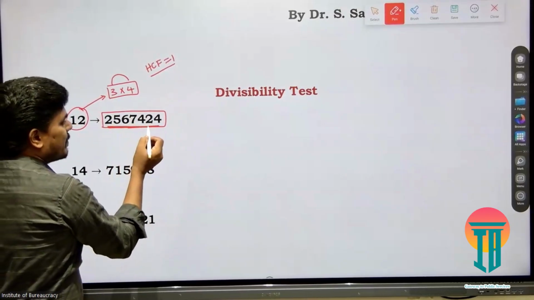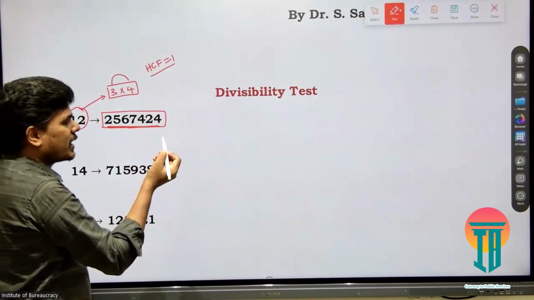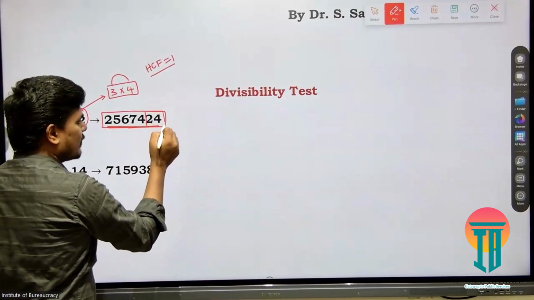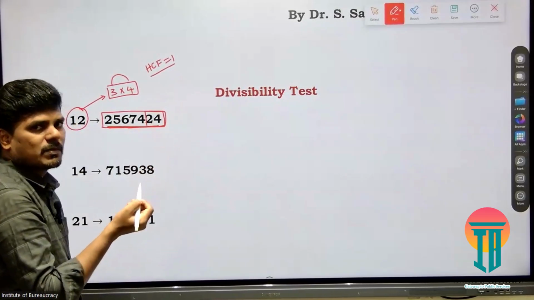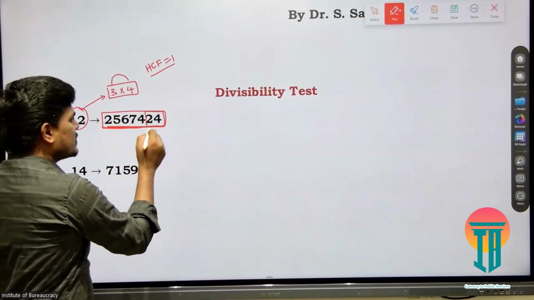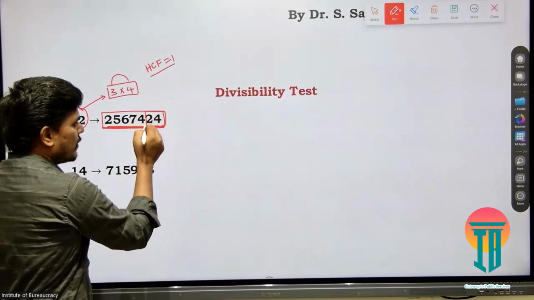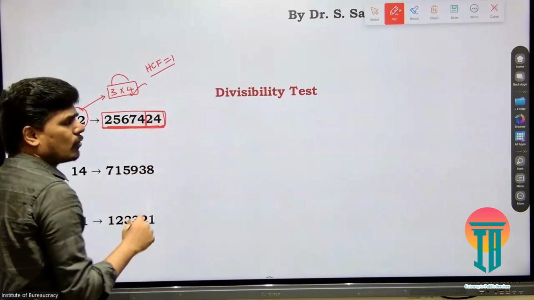So whether this number is divisible by 4 or not, how do you check it? You go to the last two digits of the number. If the last two digits are divisible by 4, then the entire number is divisible by 4. The last two digits, 24, are divisible by 4.